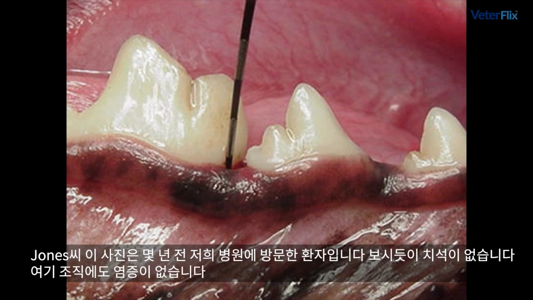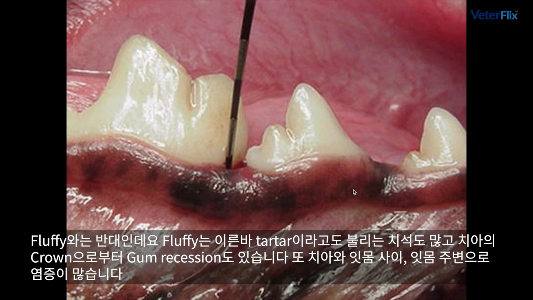So Mrs. Jones, this is a depiction of a patient that we saw in my general practice years ago. And as you can see, there's no calculus, there's no inflammation of the tissue here. Counter to what we see with Fluffy, who has a lot of calculus, or tartar as it's called, and she has gum recession, where the gum is pulled away from the tooth and pulled back down from the crown. She also has a lot of inflammation around the gum at the line between the tooth and the gum.